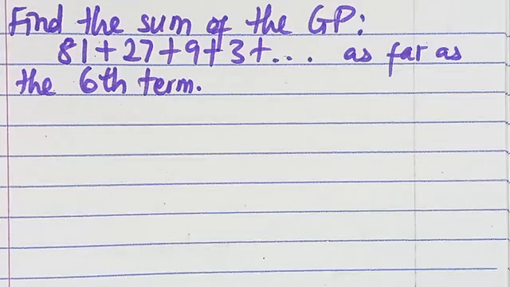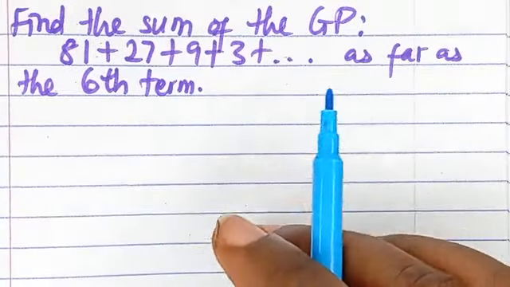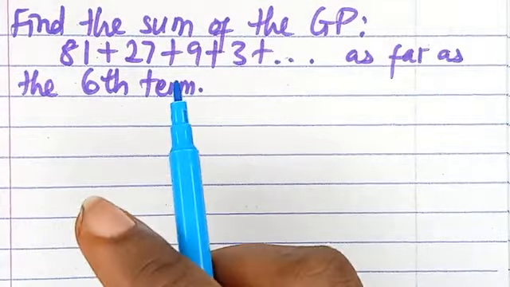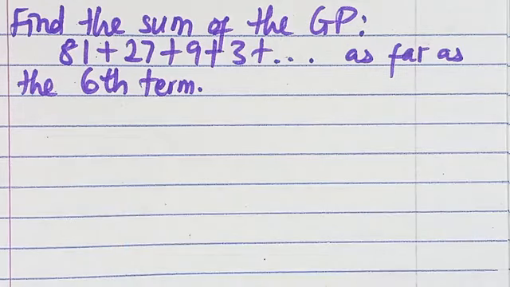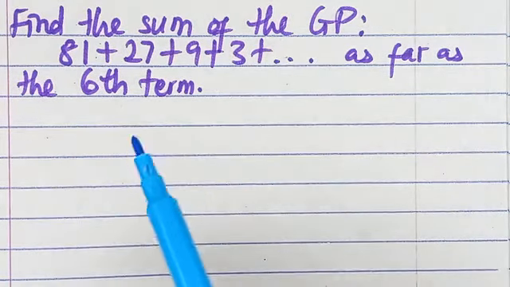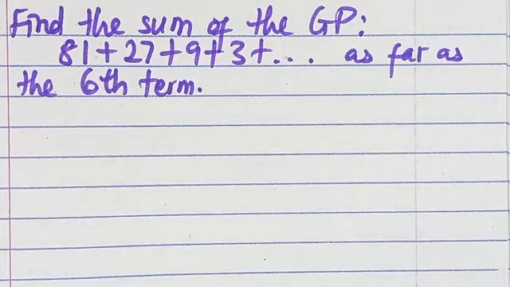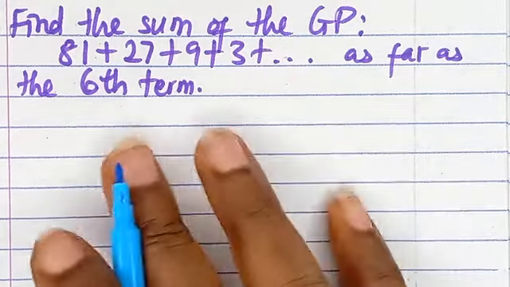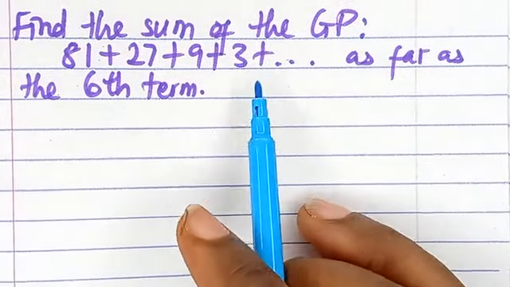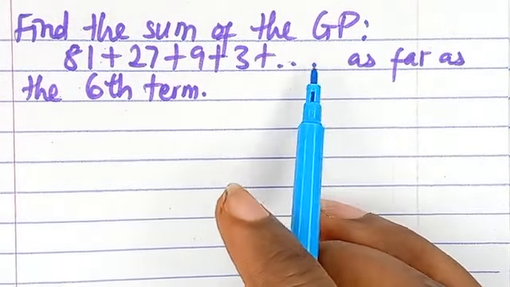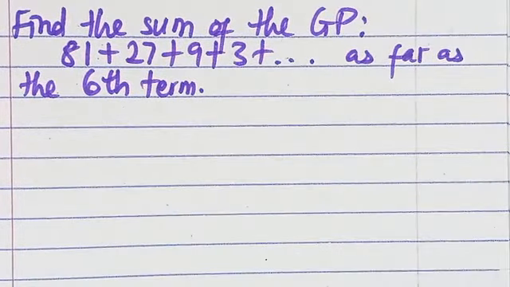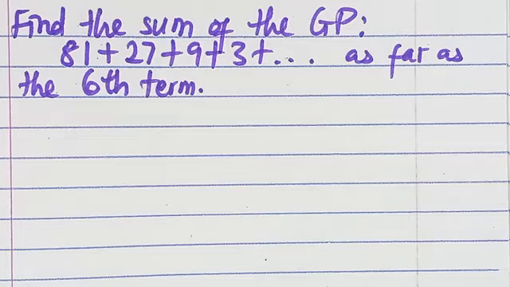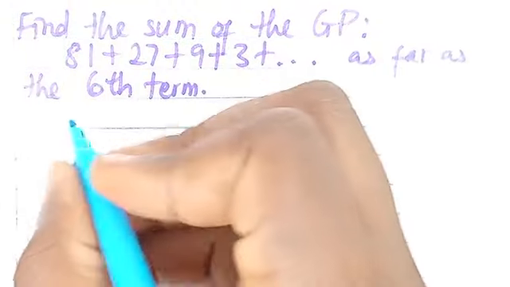Now we have this. Find the sum of the GP 81 plus 27 plus 9 plus 3 plus and so on as far as the 6th term. So we can see from here that this is an infinite series. It has no end. We don't see the end. So it continues on and on and on. Okay, so that's just about finite series.